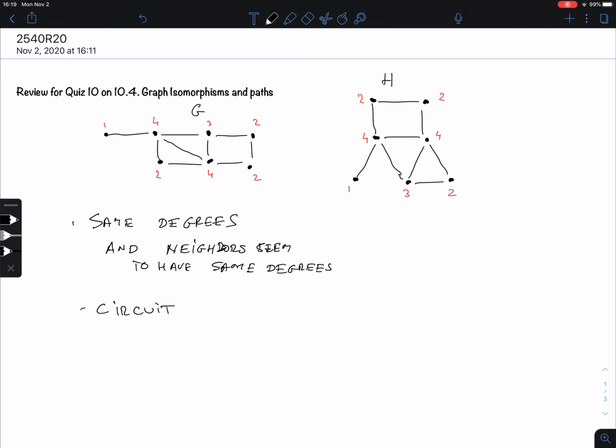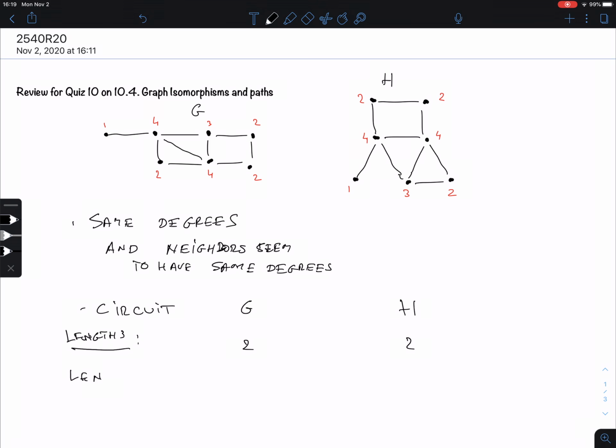So circuits of length 3. How many do you have in G? So here is G and here is H, right? In G we have one triangle, two triangles, and I think there's only two. I only see two triangles. As I said, triangles are always rather quick to observe, and here it's the same, two triangles. Okay, so two here, two there. So that doesn't distinguish them.